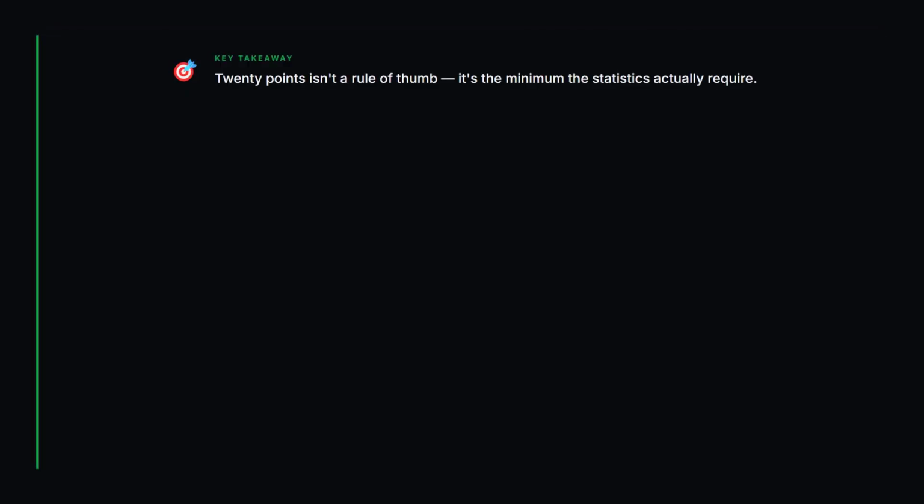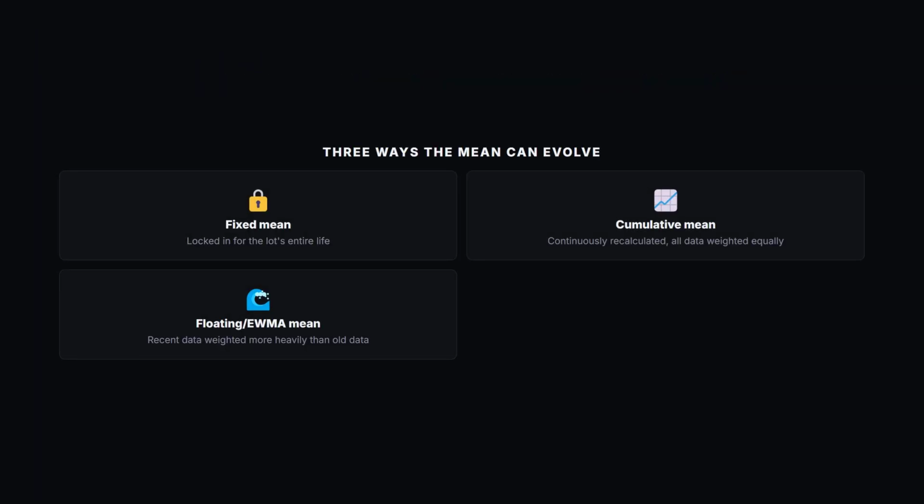It's a specific, 20-point minimum statistical exercise with real mathematical justification behind the number. The next question is what you do with that preliminary mean as more data keeps arriving. Once your preliminary 20-point mean is live, you have three genuinely different methods for how that number evolves over the following weeks and months. And choosing the wrong one for your situation is where a lot of QC programs quietly go wrong without anyone noticing.